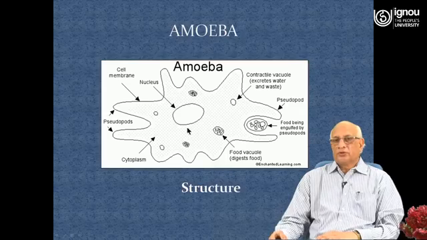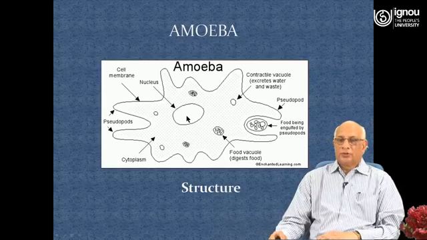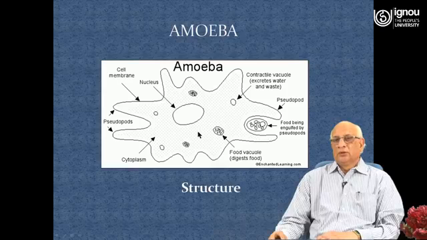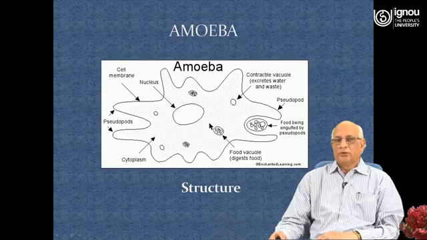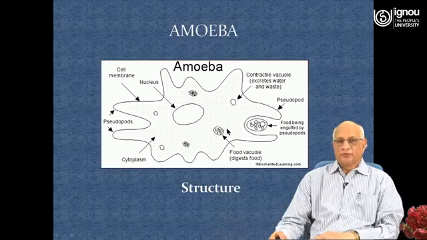The nucleus is of large size, a single nucleus is there, and this nucleus is the controlling factor of the unicellular animal. It controls all the vegetative as well as the reproductive activity of this animal, Amoeba proteus.